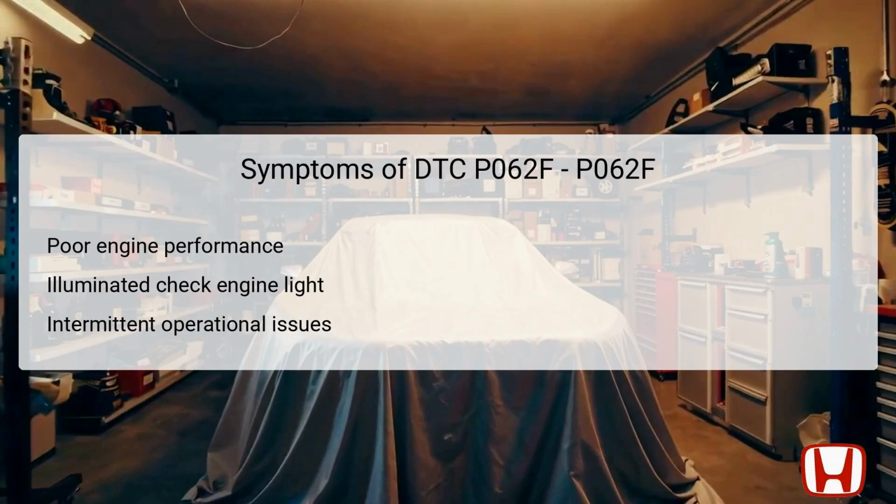DTC P062F may present with several symptoms which can significantly affect vehicle performance. A common symptom is poor engine performance, which could manifest as stalling, misfiring, or erratic idling. When the PCM encounters an error, it may also illuminate the check engine light, alerting the driver to a potential issue requiring attention. Furthermore, drivers may experience intermittent operational issues where the vehicle behaves unpredictably, making it essential to address the underlying cause. Addressing these symptoms promptly can prevent further mechanical complications and ensure the vehicle maintains optimal performance.